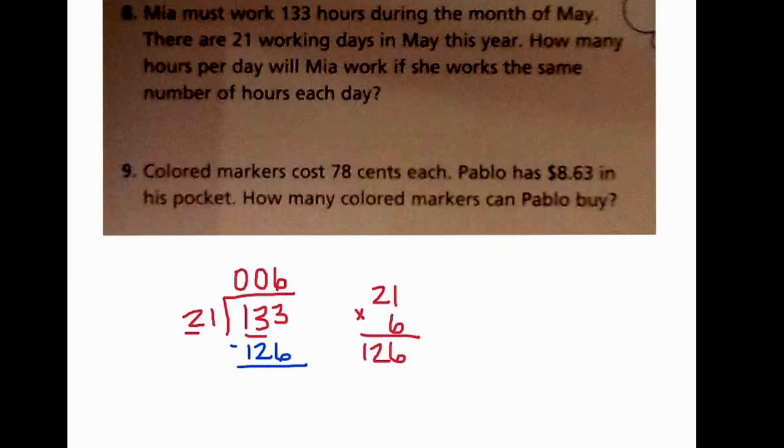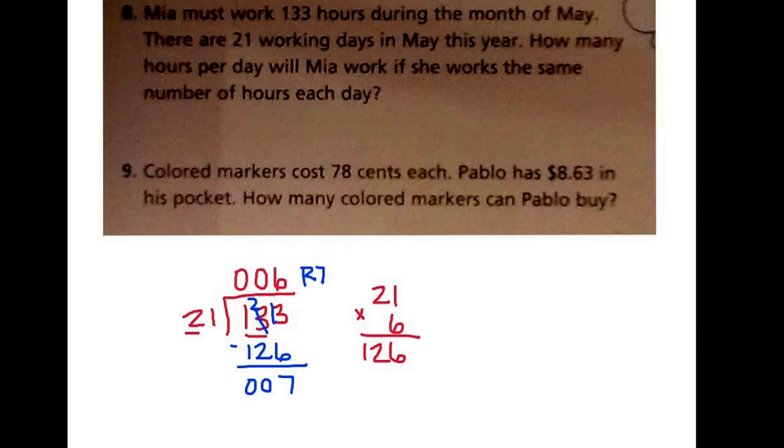So I can't do 3 minus 6, so I have to borrow. This becomes 13 minus 6, which is 7. 2 minus 2, 0. 1 minus 1, 0. So I have no more numbers to bring down, so this is my remainder now. But the only problem is I wouldn't tell Mia that you have to work 6 hours, remainder 7. That doesn't make any sense.